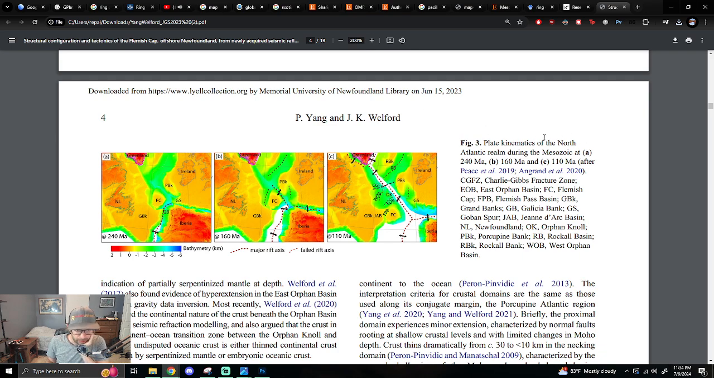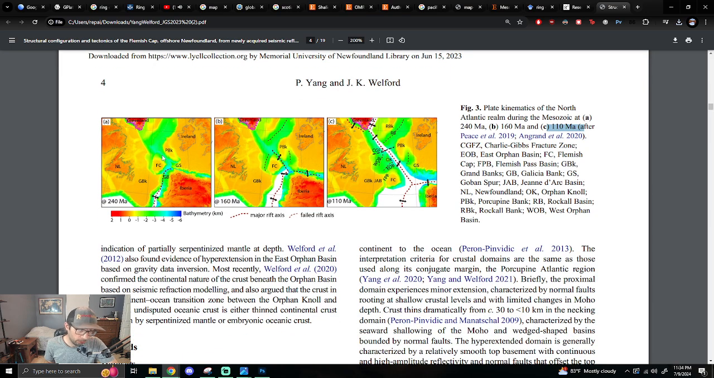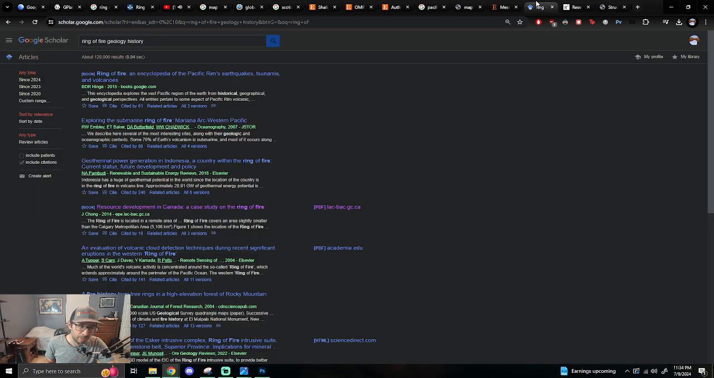Plate kinematics of the North Atlantic realm during the Mesozoic at 240, 160, and 110. So Flemish Cap is separating from Europe. They're basically one unit before then, pretty much one unit. And it began to separate. But it really only separated at 110, and then we go over here.